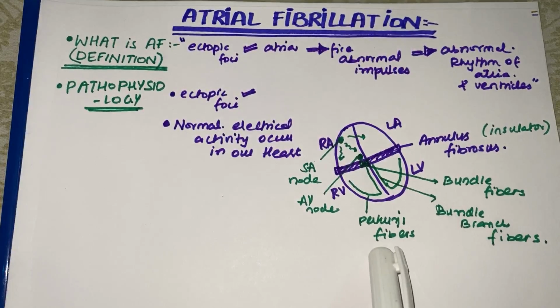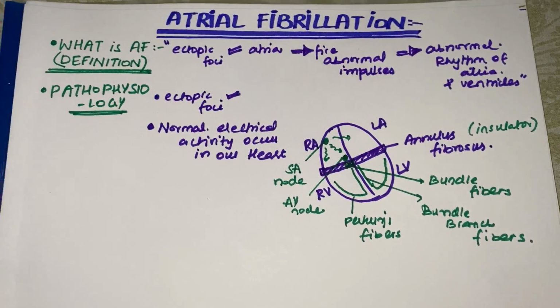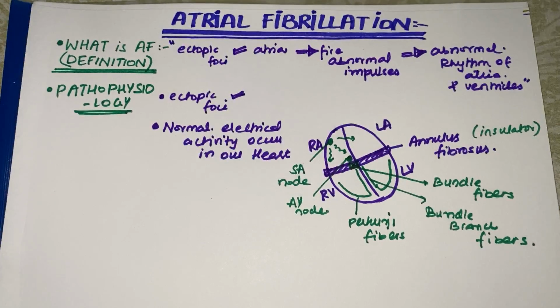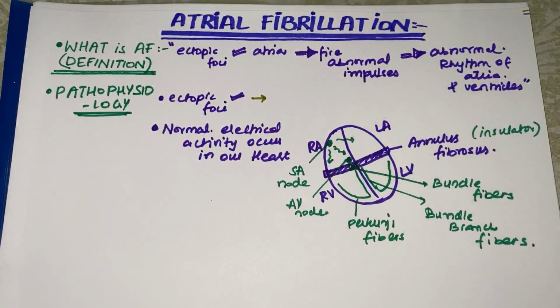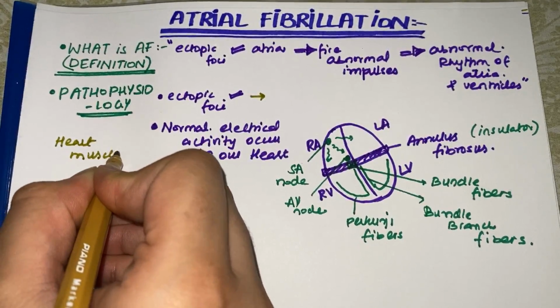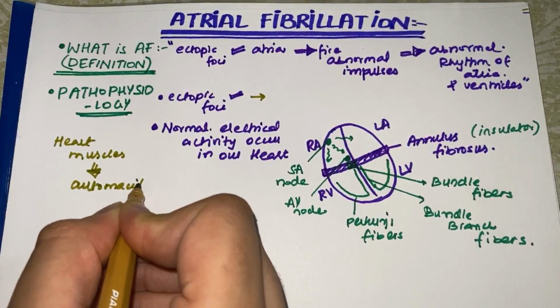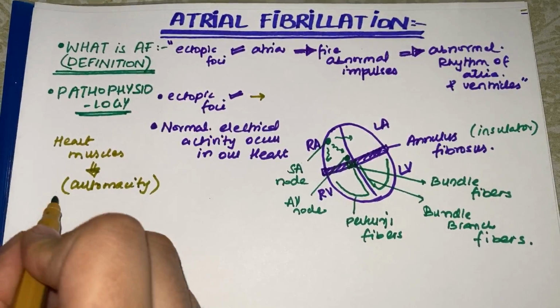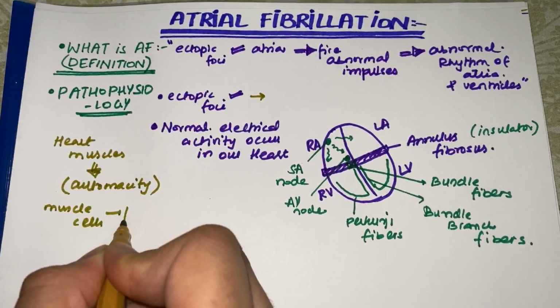Now we will see what an ectopic focus is and how this electrical activity becomes abnormal. First of all, talking about what the ectopic foci are, you should know that our heart muscles have a natural property of automaticity. Now what is this automaticity? That any muscle cell can act as a pacemaker.